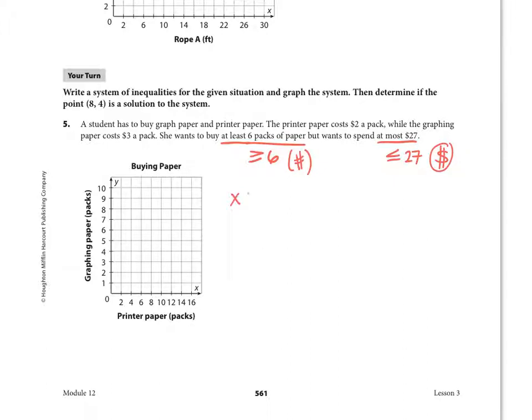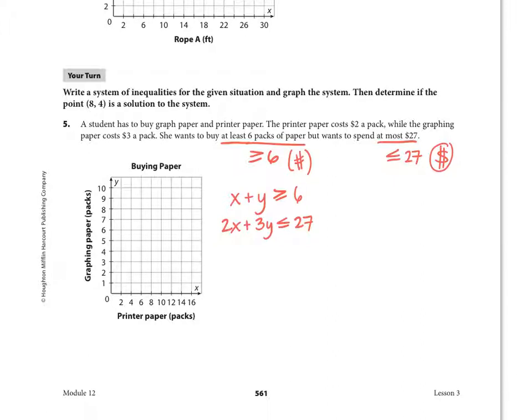We got X plus Y, right? That's how many packs of printer paper plus how many packs of graphing paper. We want that to be at least 6. That's our first inequality. Second inequality is looking at the cost. Cost of printer paper is $2 a pack, so we go 2x. Cost of packs of graphing paper, $3 a pack, means 3y. And we want that to be at most $27.